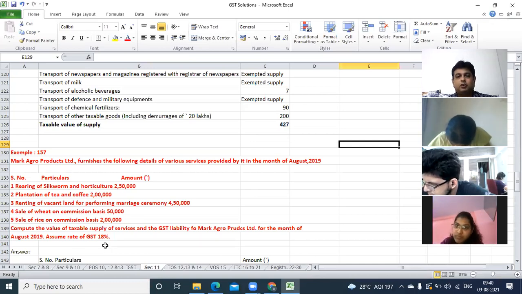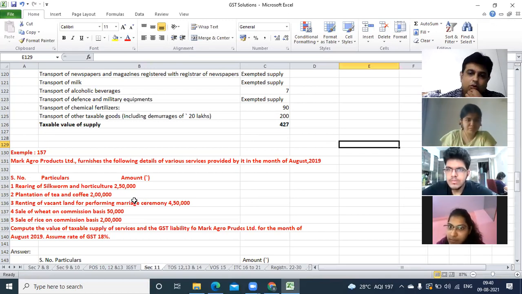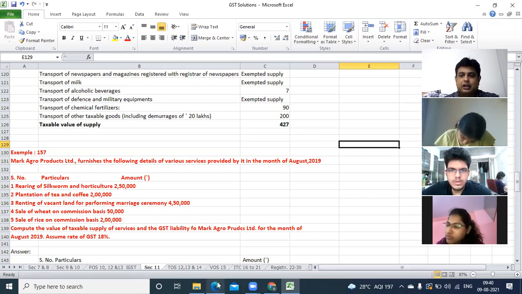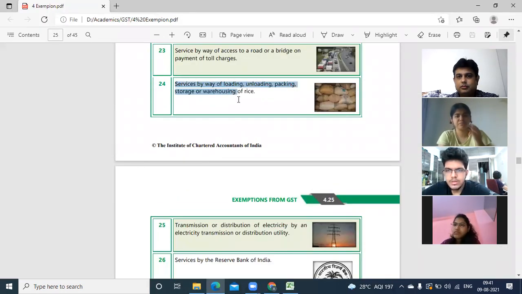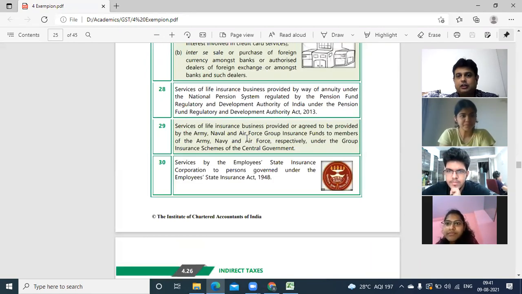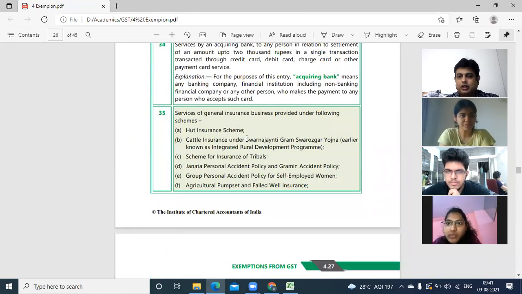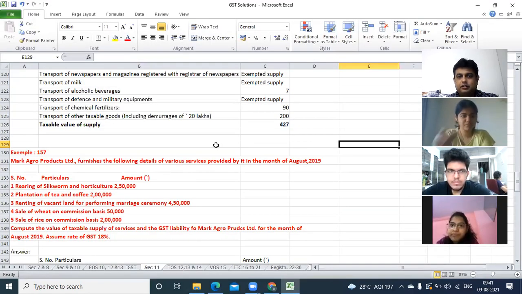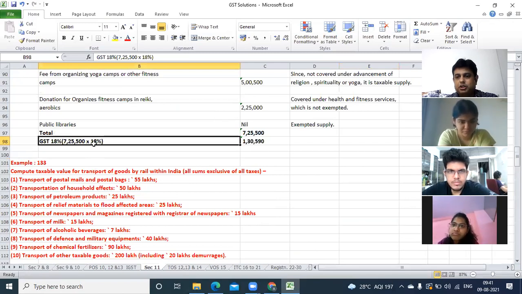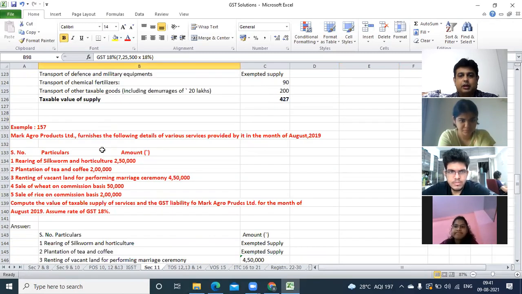So now here you cannot only get me the total value of supply. You have to go beyond. Okay, next time you can get me the answer. This will be homework. Again, you have to refer here. Clear? Agro product and all. Then you have to get me which are taxable and which are non-taxable. Take the total, put the rate as 18% as we did in the previous question, and get me the tax liability.